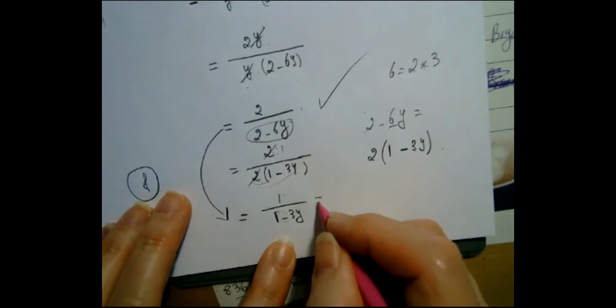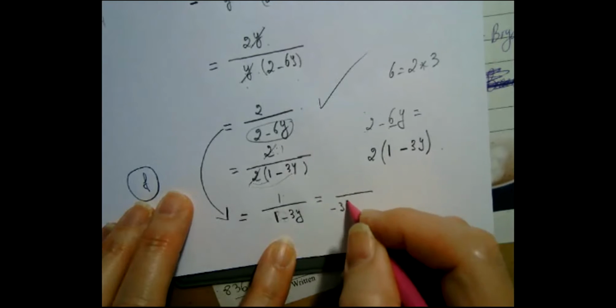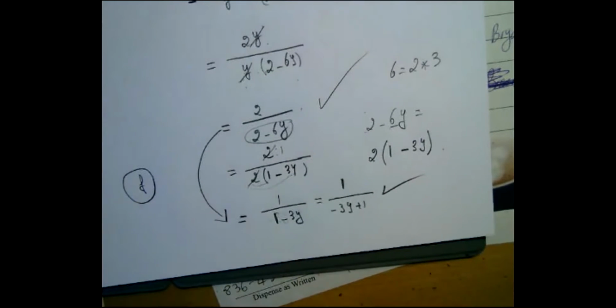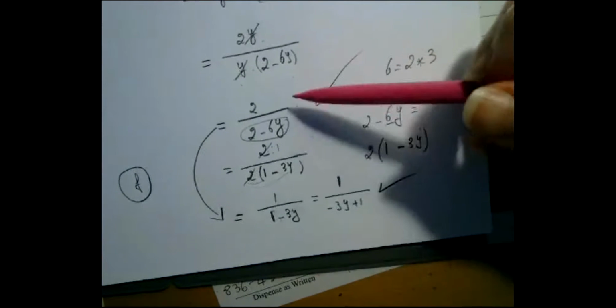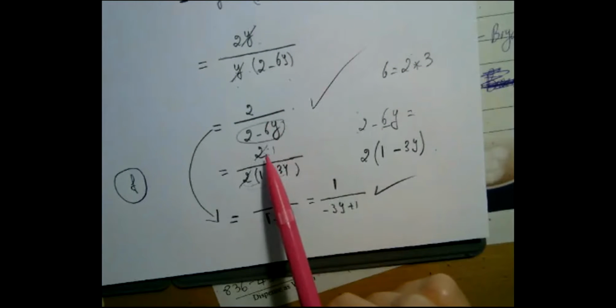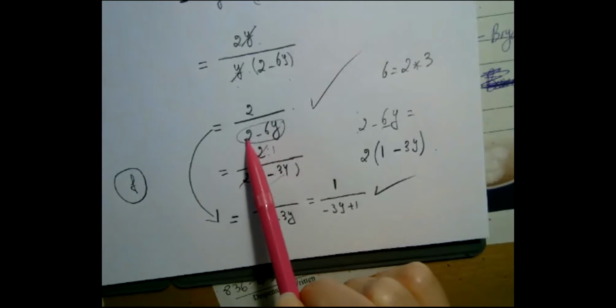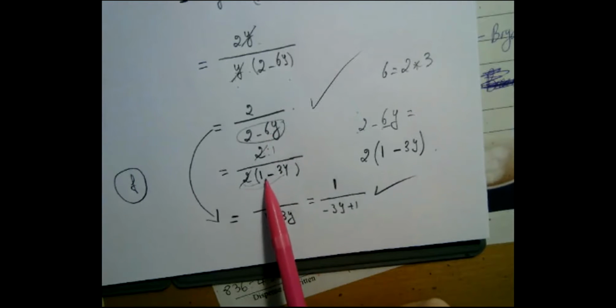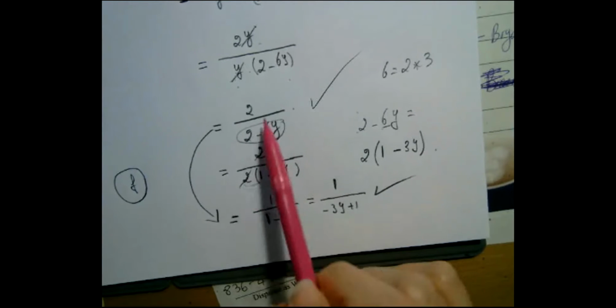But this is the same thing as putting minus 3y first, plus 1. So the book went a step further and realized that the 2 is a factor of this term and a factor of 6, so I can factor it out, leaving me with 1 minus 3y. And then we get rid of it.